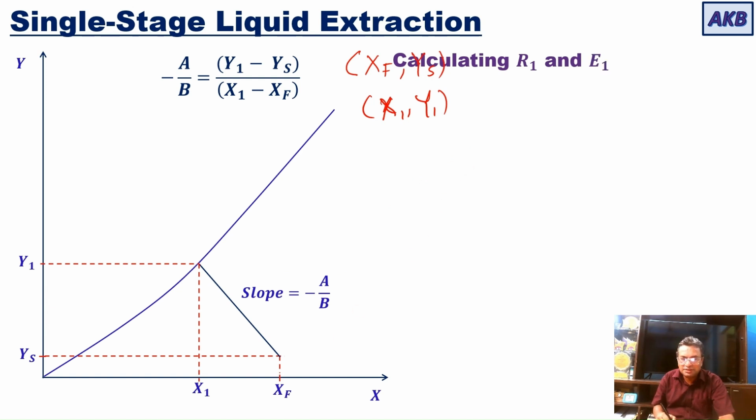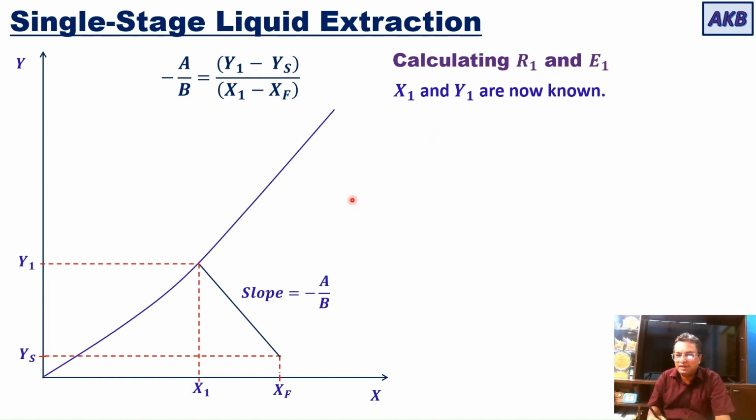Now you know how to get X1 and Y1. For that, we need to plot the operating line of the desired slope. The operating line starts at xf, ys and it will end on the equilibrium curve at X1, Y1. So we have to read the coordinates of the other end point to know the values of Y1 and X1. We are going to use those values for calculating R1 and E1. So X1 and Y1 are now known.